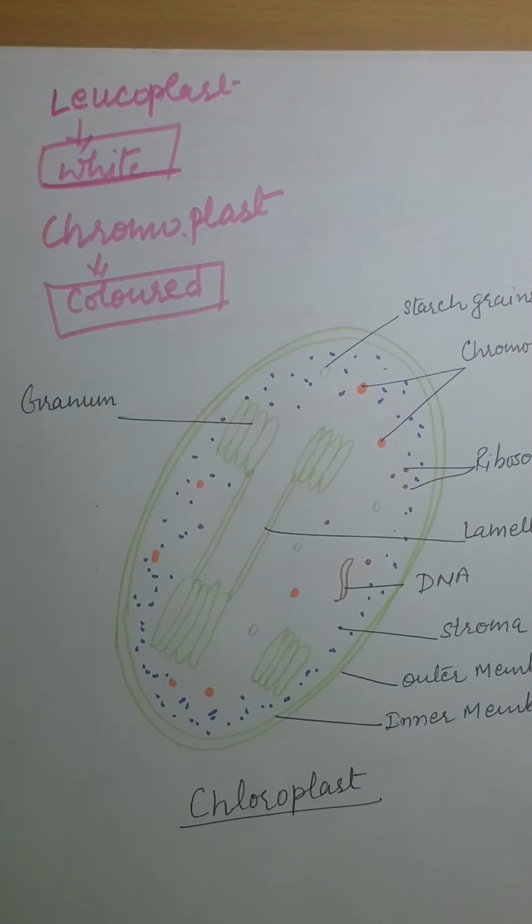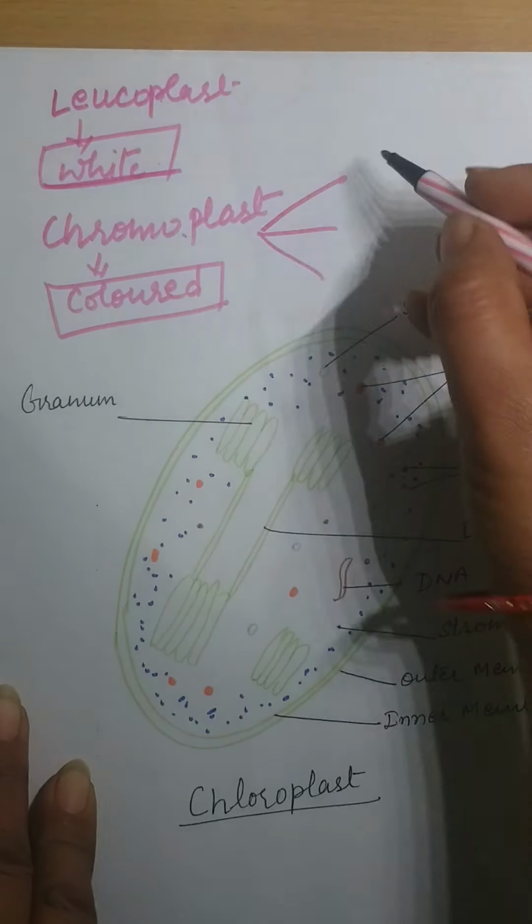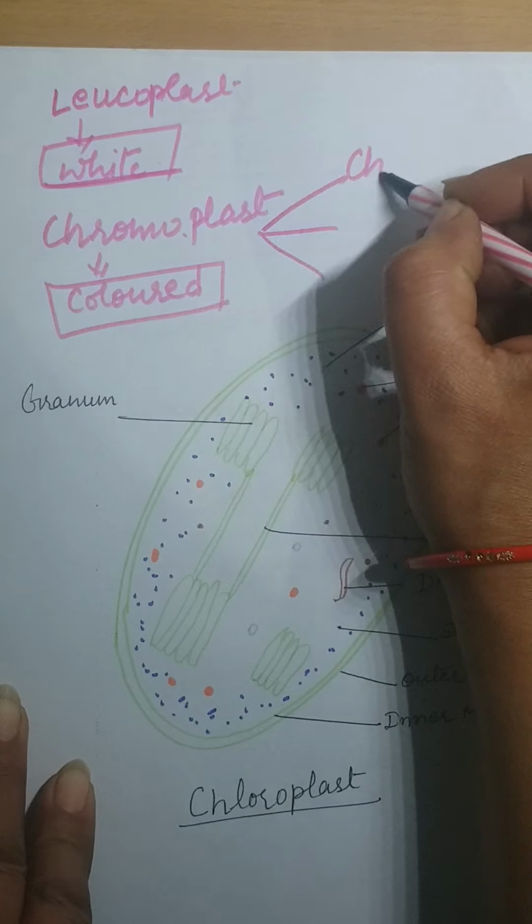So the cells where white color food is stored, as you all know, the potatoes, they all are white. The radish, they all are white. So there leucoplast cells are more, which store the extra food in form of starch over there. Is it clear? So potatoes are having more cells of the leucoplast, white cells. Another one is chromoplast. Chromoplast is having various pigments. They can have the chlorophyll.